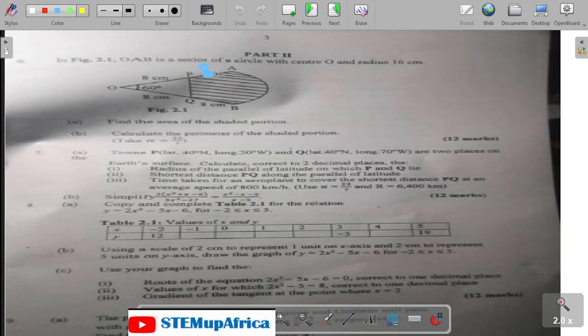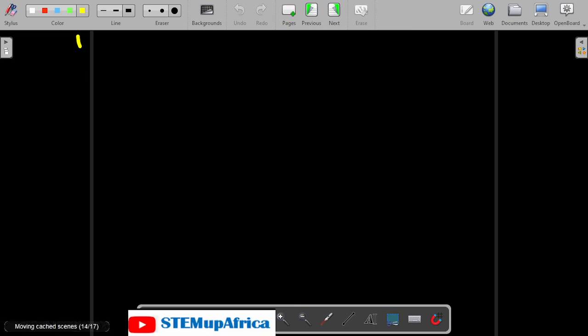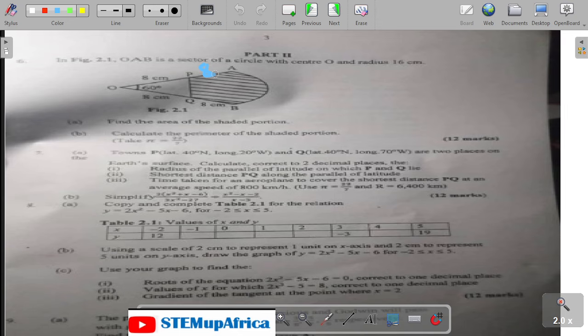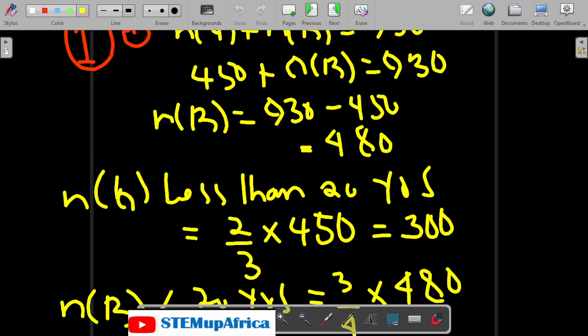Question 7a happens to be latitude and longitude. They gave us the latitudes P and Q. Then calculate, to two significant figures, the radius of the parallel of latitude. You are not asked to draw the diagram, but you can just draw it for the purpose of illustration.